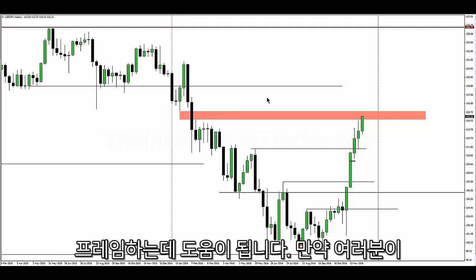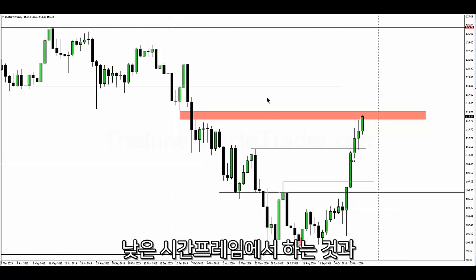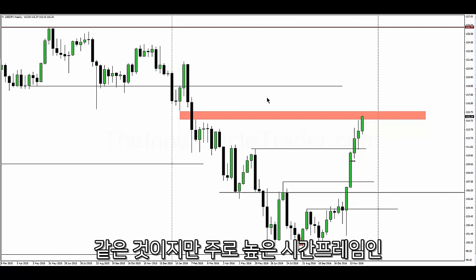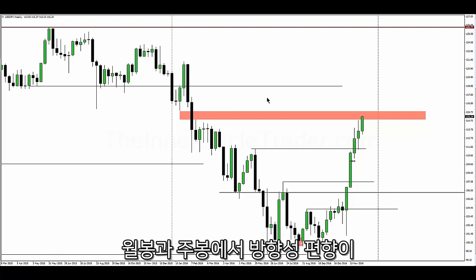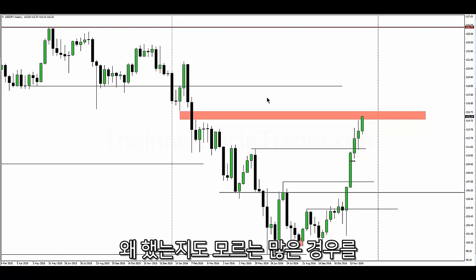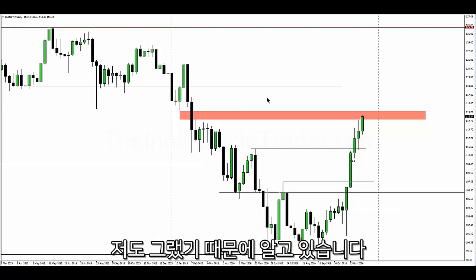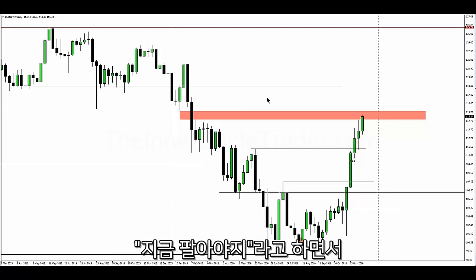If you develop your skill sets on the higher time frames, it's the same thing we do on the lower time frame, but focusing primarily on what the directional bias is going to be on these higher time frames, monthly and weekly. It will help you resist the urge to do those many times where you go in there and do a trade because you get impulsive, or you just did. I don't even know why you did it, because I've done it too.